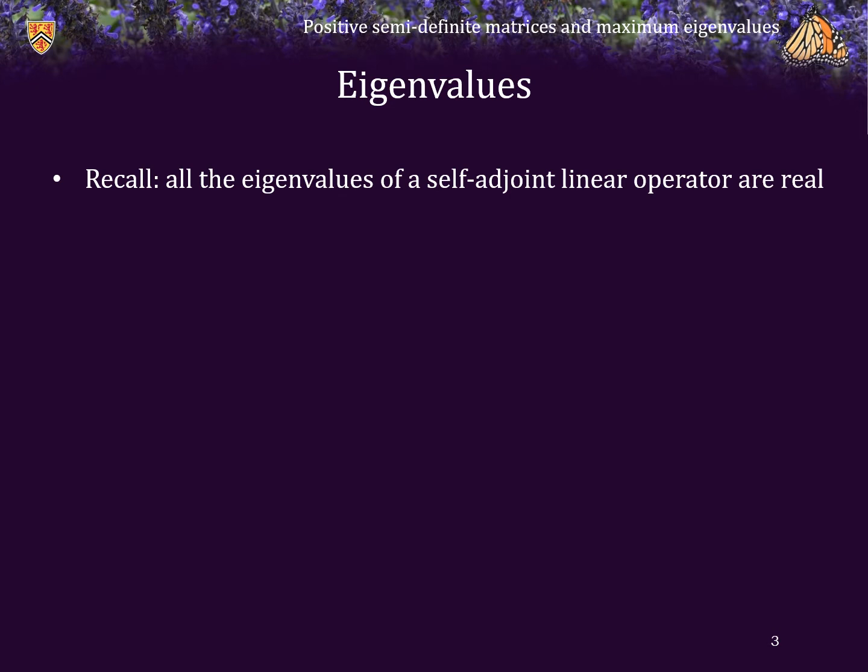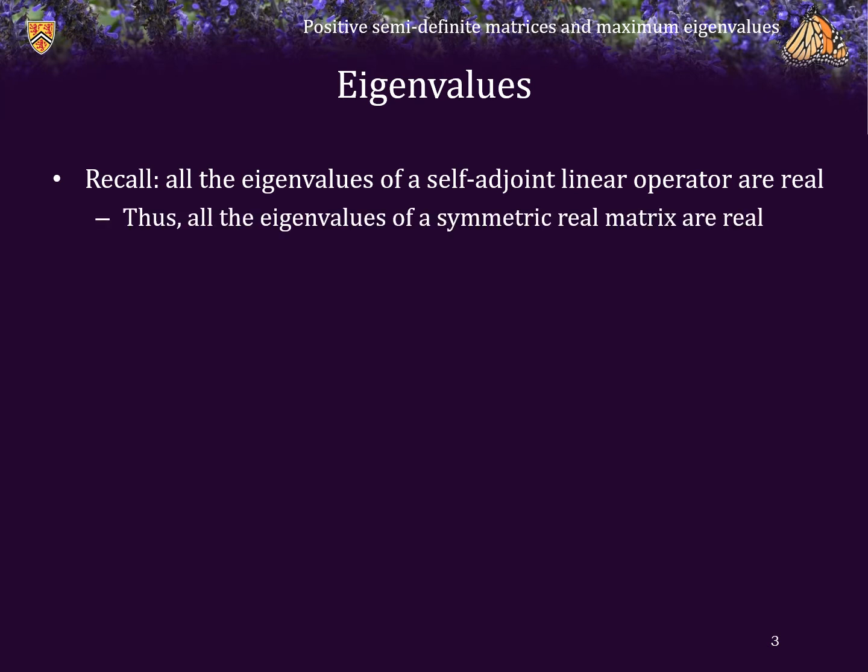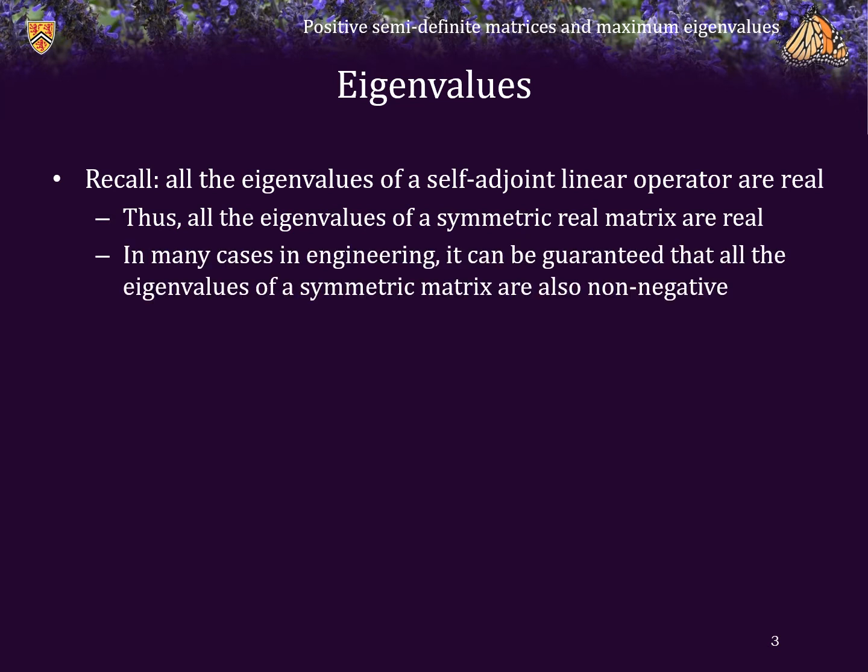Now, first recall that all the eigenvalues of a self-adjoint linear operator are real. Therefore, specifically, all the eigenvalues of a symmetric real matrix are also real. Now, in many cases in engineering, it can also be guaranteed that the eigenvalues of a symmetric matrix are additionally non-negative. So we'll introduce a few additional definitions.